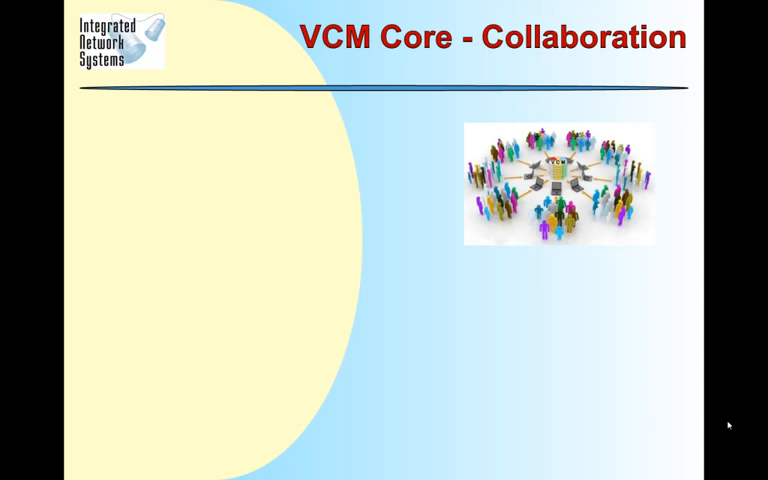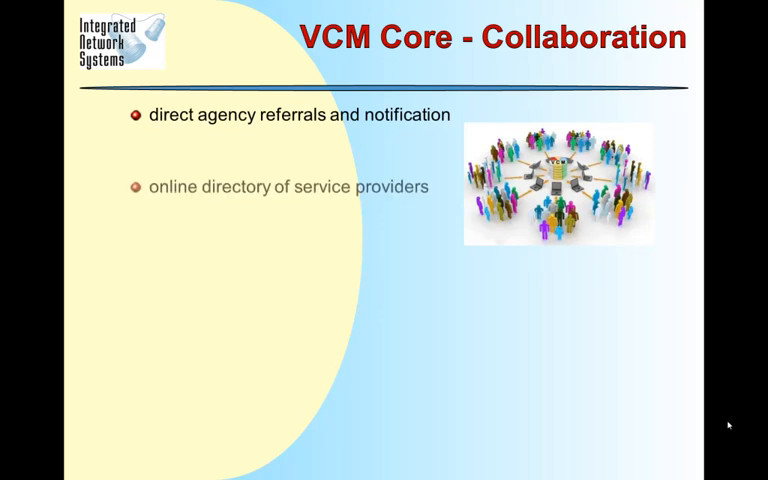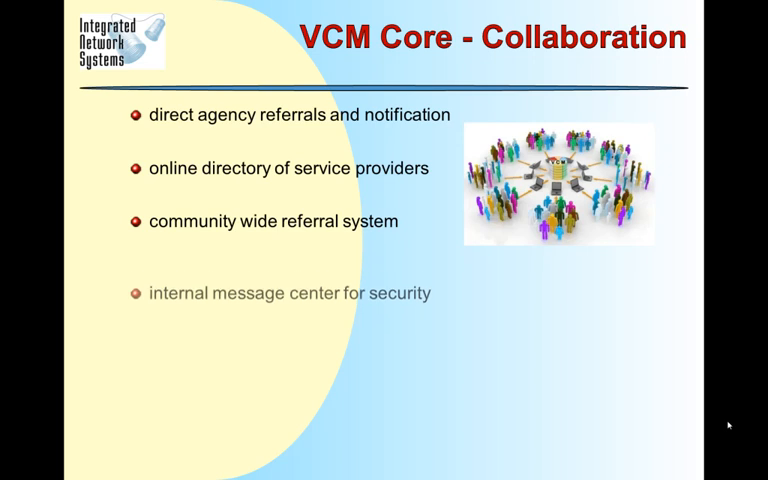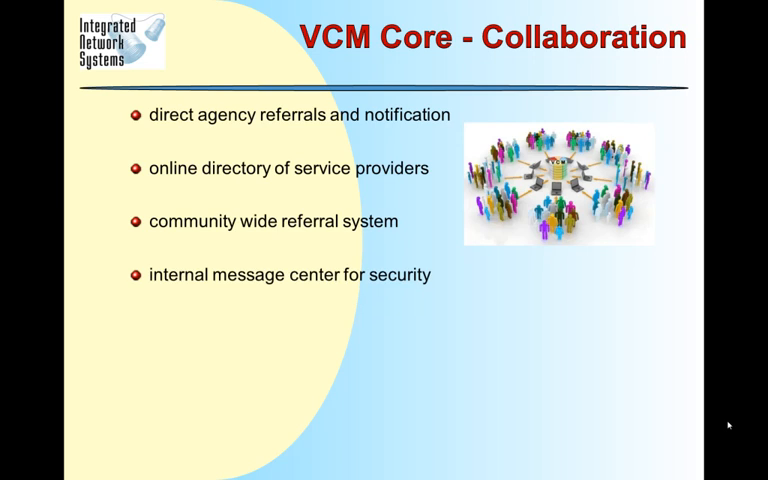The collaboration function provides agencies with a direct agency referrals and notification system. It also provides them an online directory of service providers, which in turn gives them a community-wide referral system. It has an internal message center for security purposes, and it has secured group collaboration and group reporting.